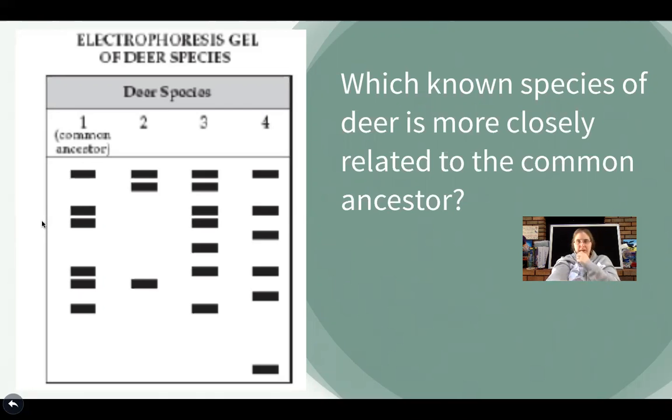So if we were talking about how that works, we have the common ancestor, and then we have a split. This would lead maybe to species 3. And then from here, we would see another split that led to species 2 and 4.